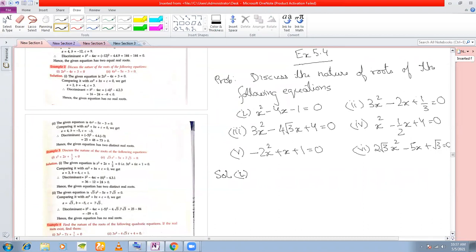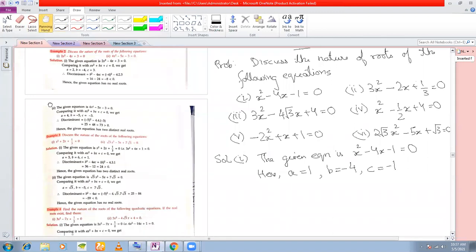Okay, these are the equations that we'll take up and check what kind of roots they have. What is the nature of roots? So let us take the first equation. The given equation is x square minus 4x minus 1 equal to 0. So compare with the general form. Here the coefficient of x square is 1, so a must be equal to 1. Coefficient of x is minus 4, so b must be equal to minus 4. And the constant term here is minus 1, so c must be equal to minus 1.